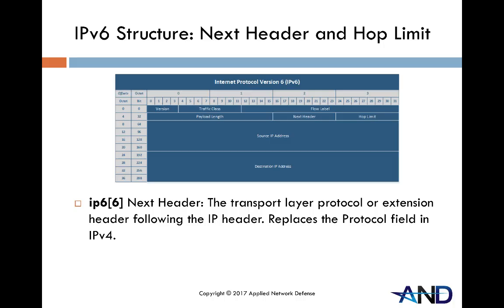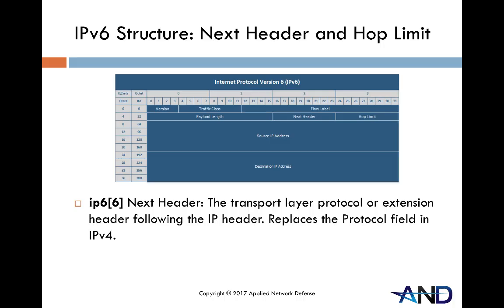And if you remember, the protocol field tells us what the transport layer protocol is, or what the embedded protocol is. Basically, for the receiving system, it tells it what protocol is next, so it knows how to dissect it. The next header field does essentially the same thing, but instead of being called the protocol field, it's called the next header field because it is a little bit more descriptive, first of all, but also in the fact that the next header may not necessarily be another protocol.